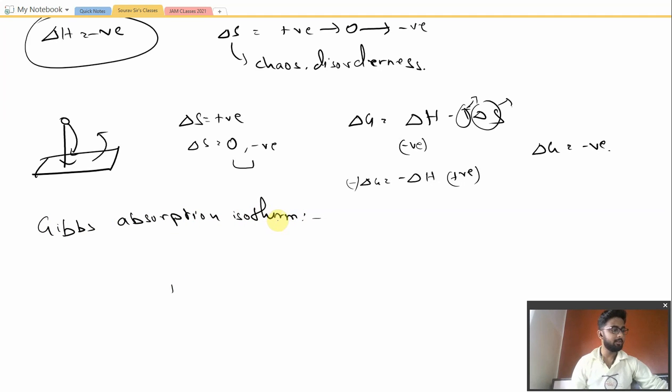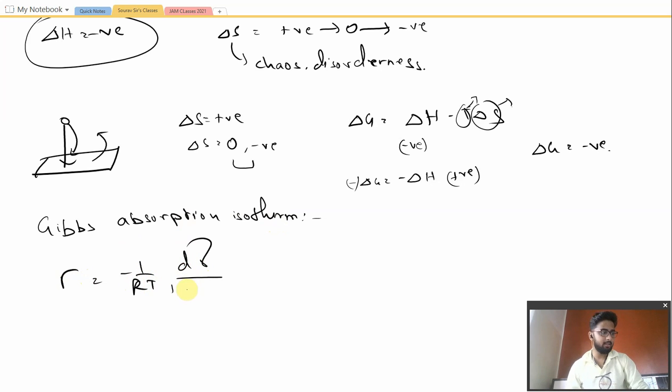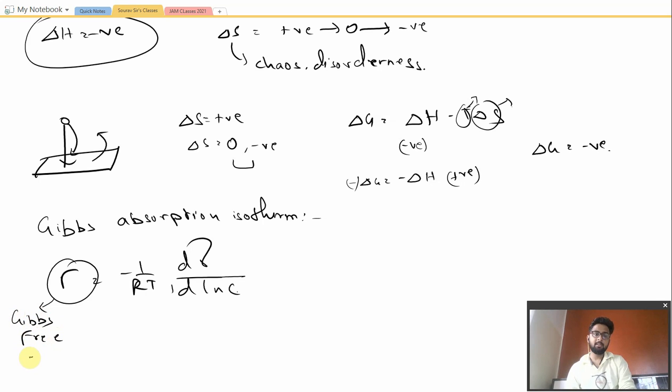So let me just write down the equation for you. The Gibbs adsorption isotherm is capital gamma equal to minus 1 by RT d gamma by d ln A. Here, instead of ln A, you may write ln P or ln C; I am writing the concentration term. We have expressed this adsorption isotherm in terms of capital gamma, but this is nothing but the Gibbs free energy for the system, just expressed in another variable.